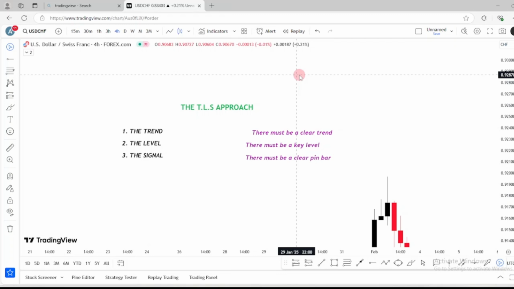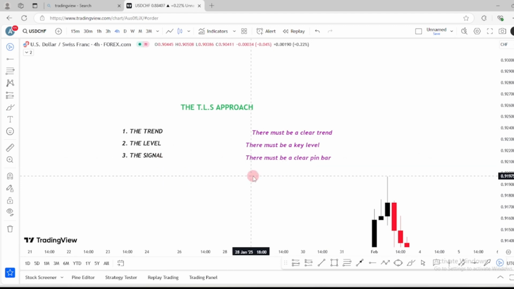In a situation where price is doing something you don't know, you don't want to trade it. I always talk about this. There must be a key level. The key level might be a support zone, a resistance zone, an order block zone, a fair value gap zone, any zone you are expecting to take a trade. That is your point of entry. There should be a clear level in the market before you want to trade with this pin bar candle. And the third one is there should be a clear signal. That is, there must be a clear pin bar signal around that level. So this is the approach that we're going to follow to trade the pin bar: the TLS approach, where there should be a clear trend.